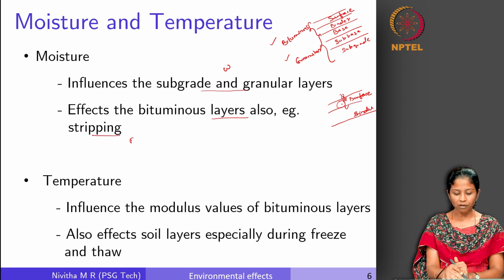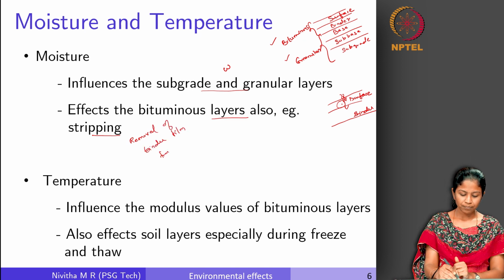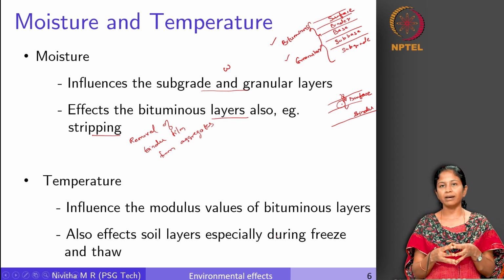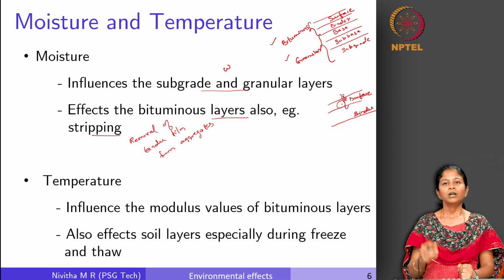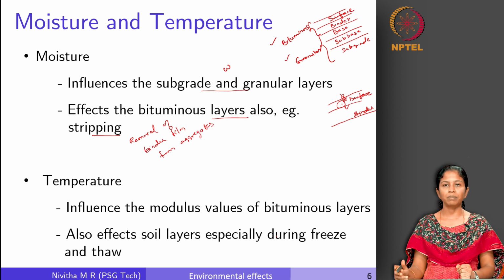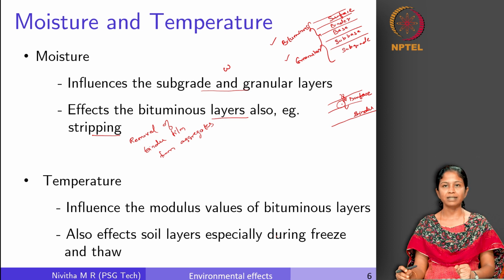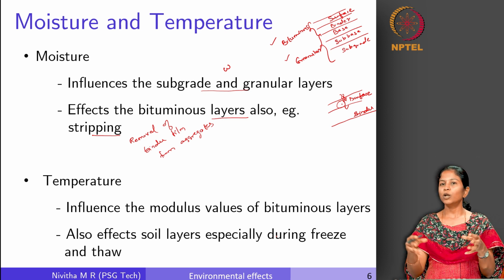It is removal of binder film from aggregates. We know that bitumen is the binder which is holding all the aggregates together in a bituminous mix. Once water comes into contact with the bituminous mix, it will slowly start ripping away this binder film from the aggregates. So now we will end up having loose aggregates.